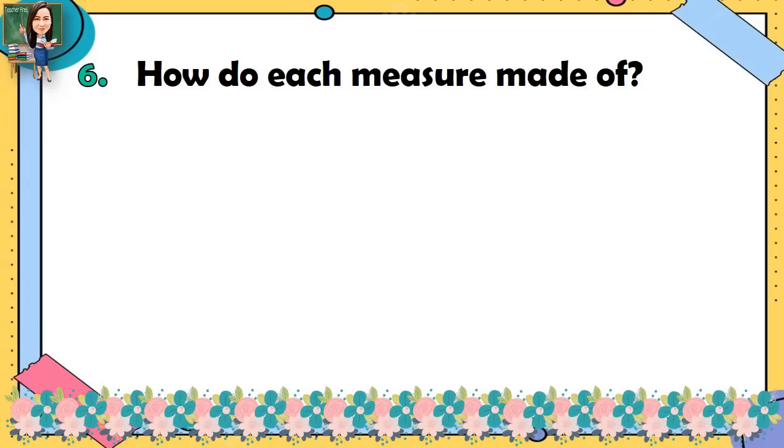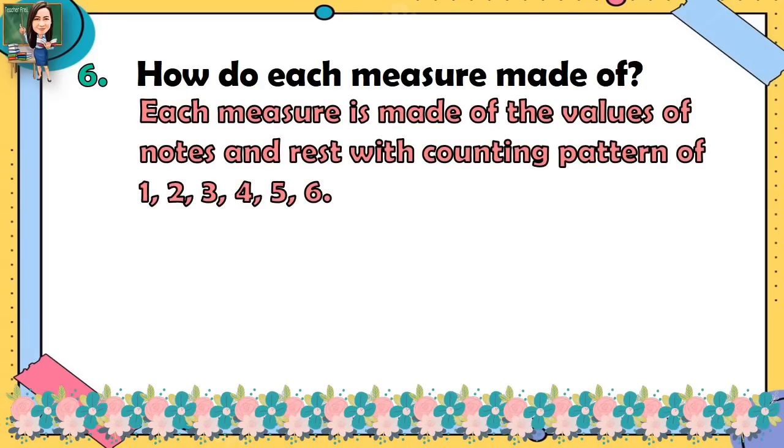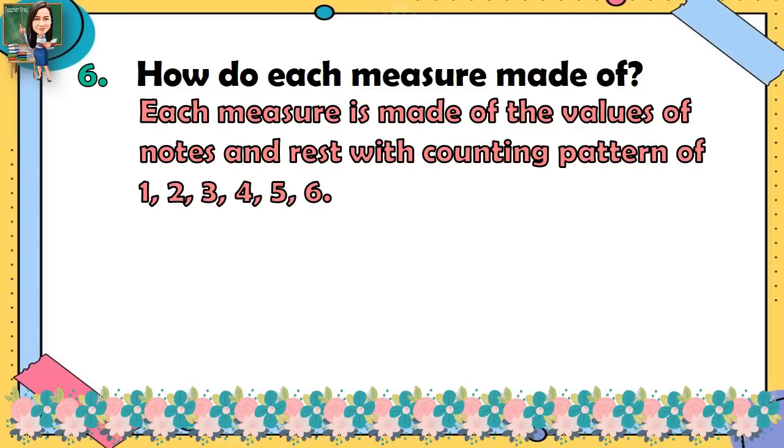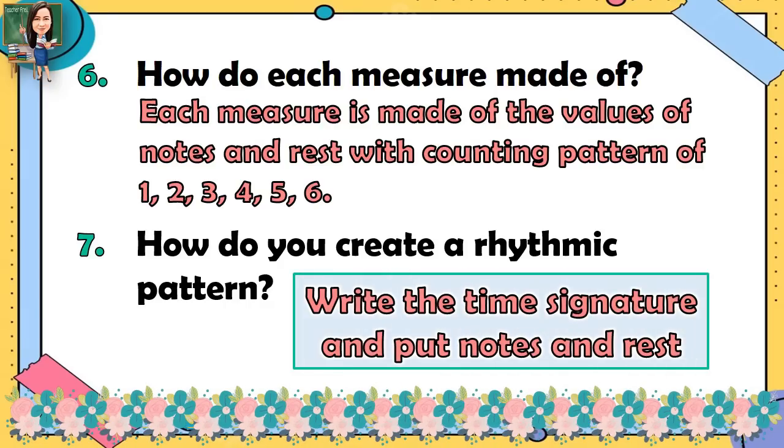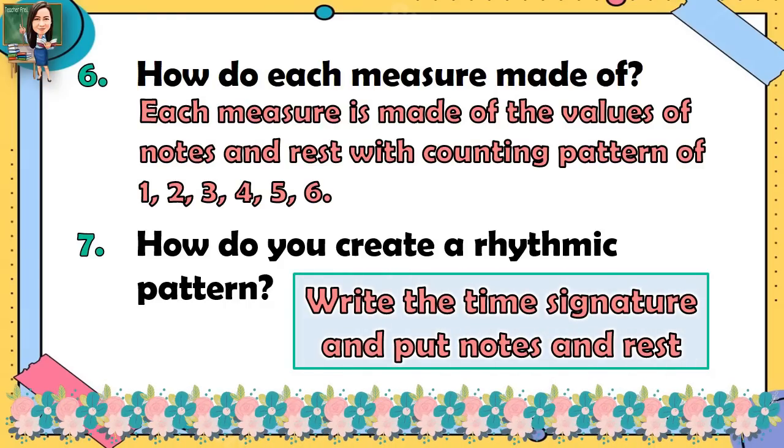Number 6. What is each measure made of? Very good. Each measure is made of the values of notes and rests with counting pattern of 1, 2, 3, 4, 5, 6. Number 7. How do you create a rhythmic pattern? Just write the time signature and put notes and rests with a group of 6 beats.